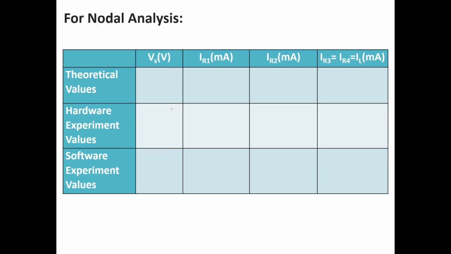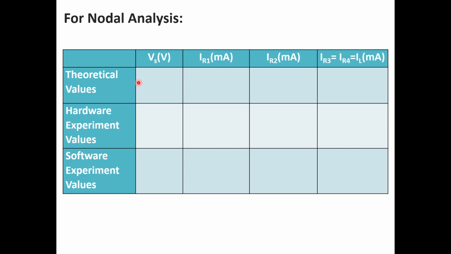For nodal analysis, this is the tabular column. So theoretical values, hardware experiment values, and software experiment values. You need source voltage value, current IR1, current IR2, and current IR3. Actually, R3, R4, and L are connected in series, so current IR3 will be equal to IR4 equal to IL. So you have to calculate the currents theoretically, and you must tabulate in this column.